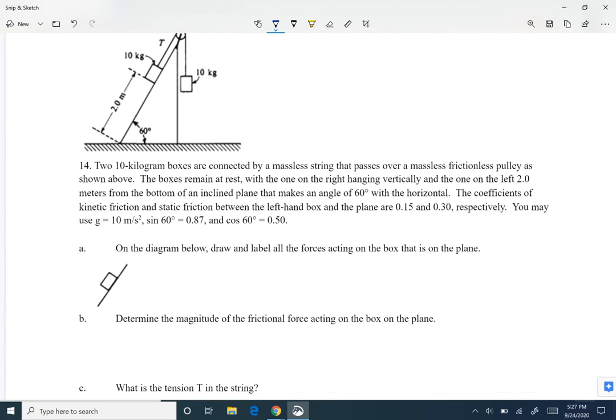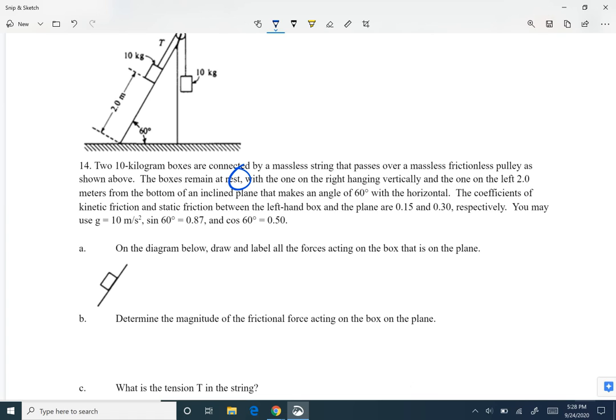Hi guys, today I want to show you an example problem for dynamics that looks scary, but I promise it's actually not once you break it down. Let's get started. So we have two 10-kilogram boxes that are connected by a massless string that passes over a massless frictionless pulley. The boxes remain at rest.